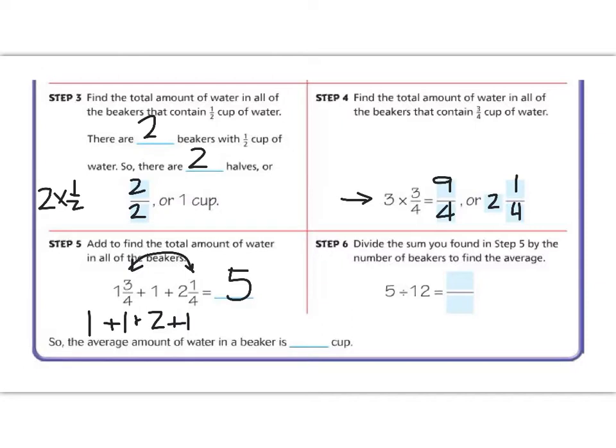Now, in order to find the average, that means about the middle, we want to know what would be our total divided by the number of beakers that we had, or the number of x's in our graph. So we're going to do 5 divided by 12. And 12 doesn't go into 5 evenly, so we can write this as a fraction, 5/12. And that's as simple as that can get, because 5 and 12 don't share anything in common.